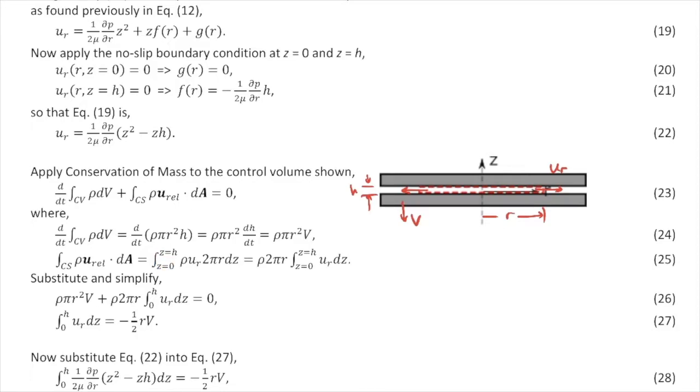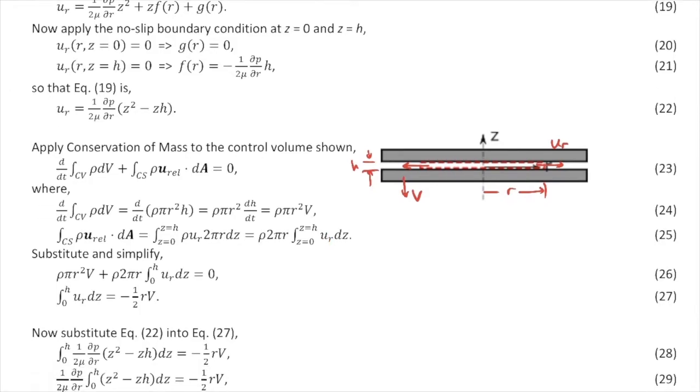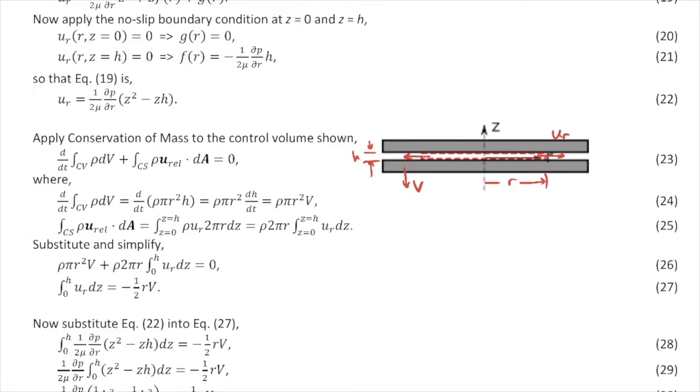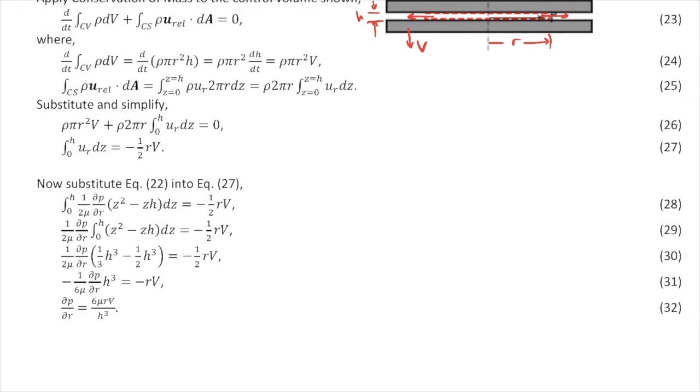So I can do that integral and simplify it down. I haven't substituted in for u sub r yet, but let me just leave it as u sub r. You work through some math and you'll get this expression. Now I'll substitute in for u sub r and work it out. When you do all that, you'll get an expression for the pressure gradient in the radial direction. So this is how we find our pressure gradient: we apply conservation of mass.